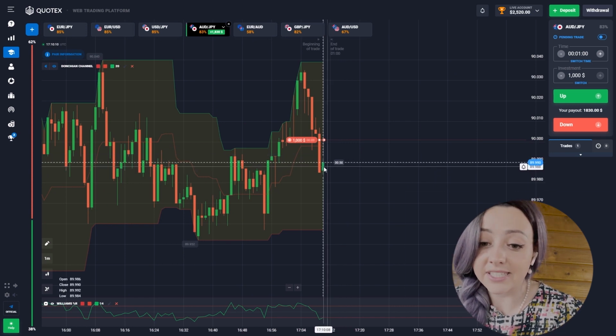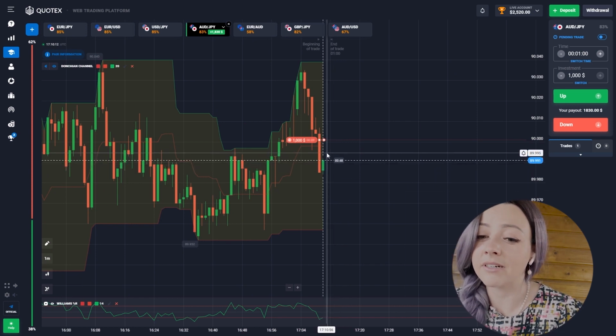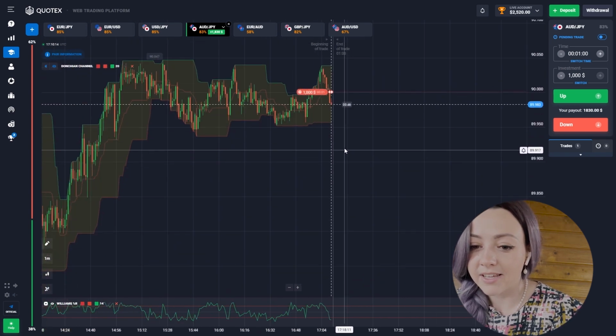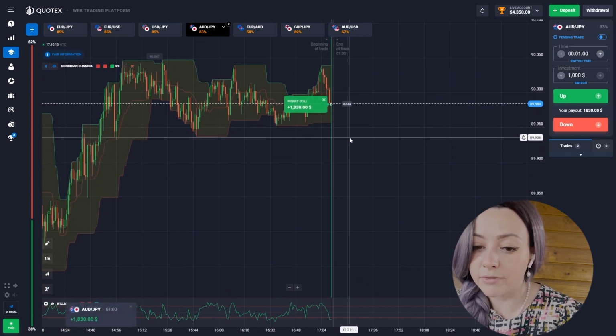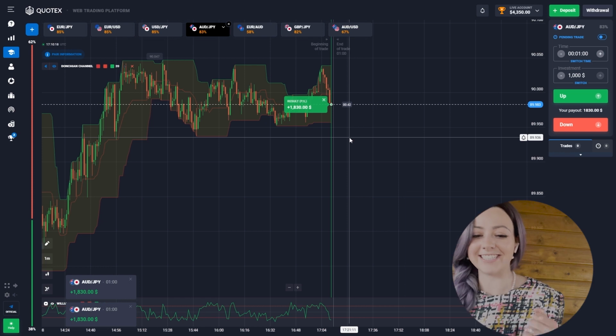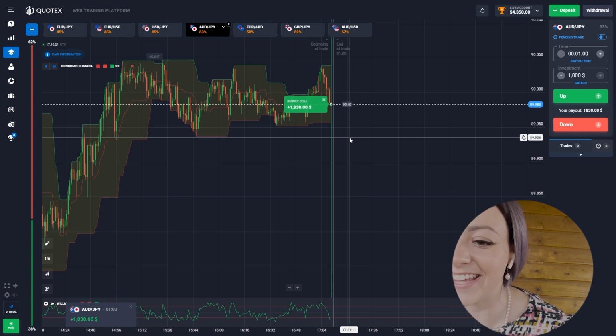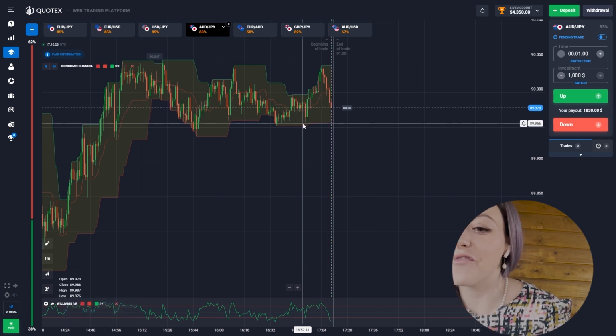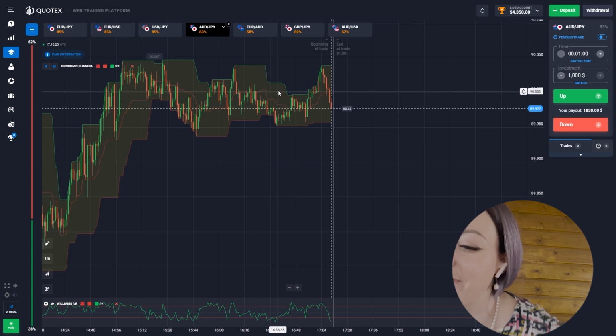And we can see that there was a pretty harsh downward movement, and the trend tries to rehabilitate itself. Closed at net profit, and the account is $4,350. Yes.